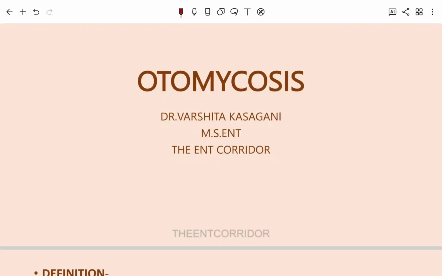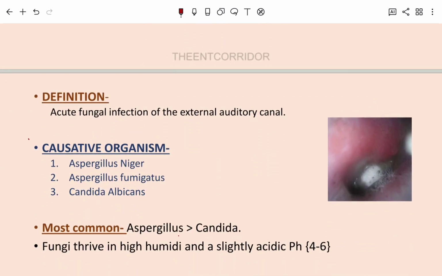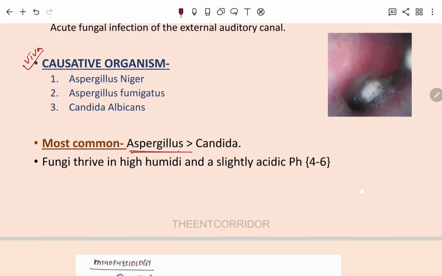This is Dr. Varshita and our topic for today is otomycosis. Starting with the definition, it's an acute fungal infection of the external auditory canal. Next comes a very important Viva question, which is the causative organism of otomycosis: Aspergillus niger, Aspergillus fumigatus, and Candida. Out of Aspergillus and Candida, Aspergillus is more common.